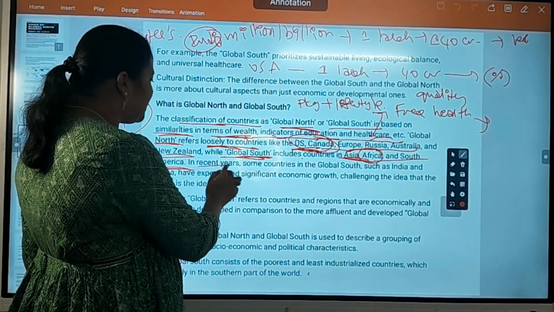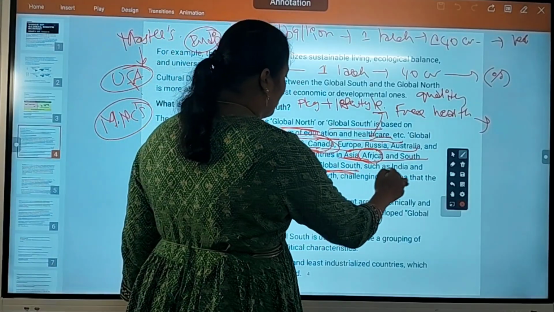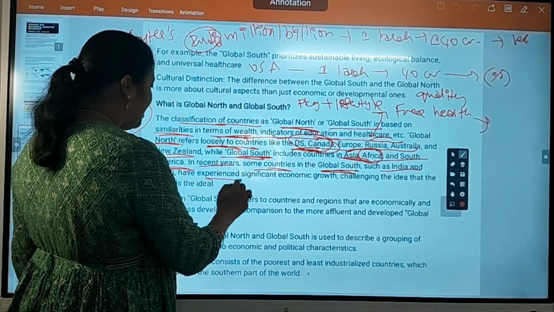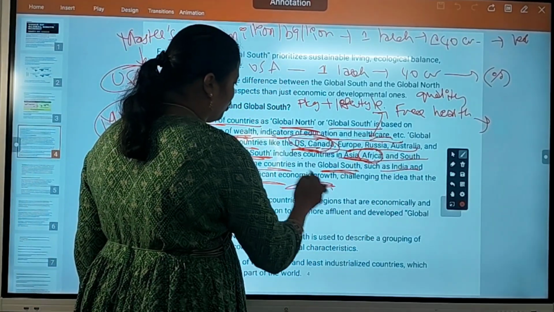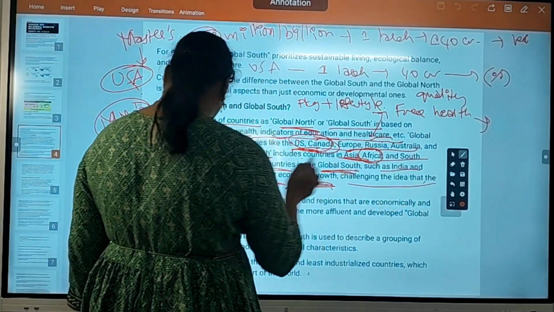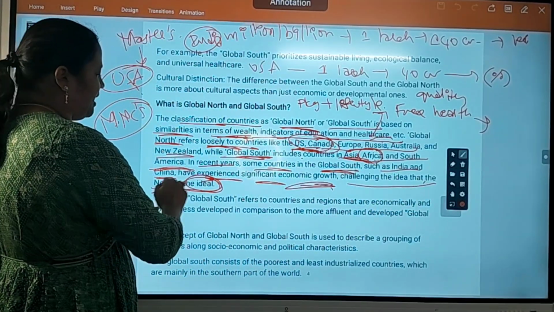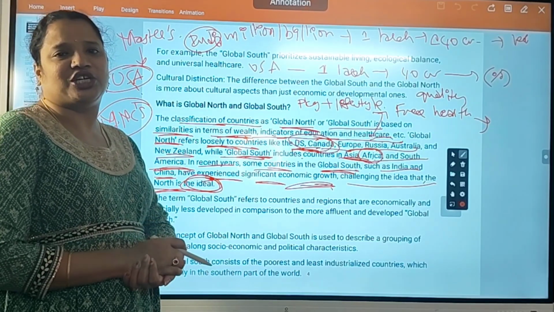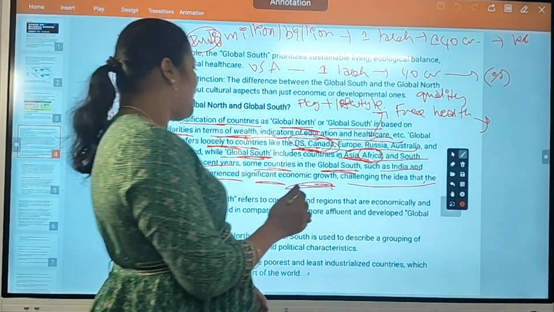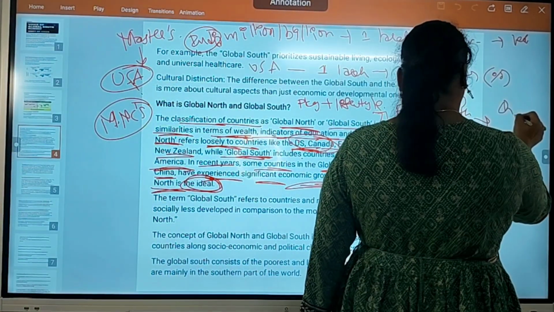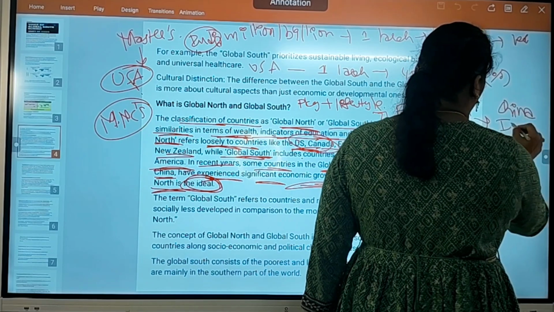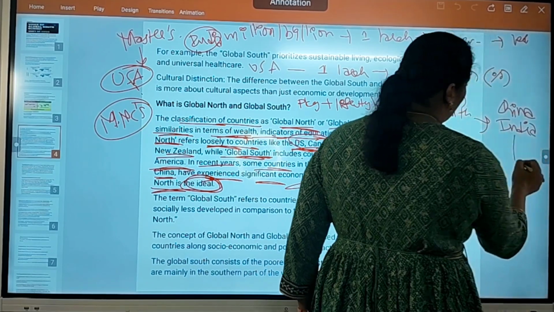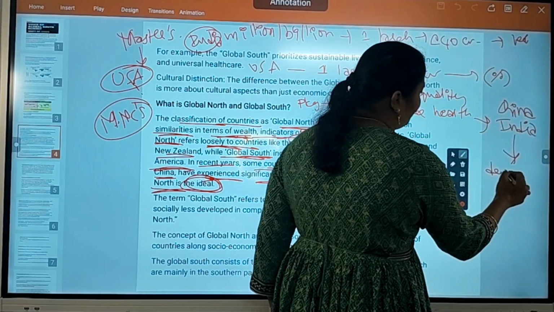In Africa, if you see, they starve for food. People even don't have food. That's why they often go into other continents, countries, even to do very small jobs. Okay, so in recent years, some countries in global south such as India, China experienced significant economic growth, challenging the idea of north is the ideal. Despite all these ideological differences, China and India have proved that in GDP they have grown so well at par with developed countries.